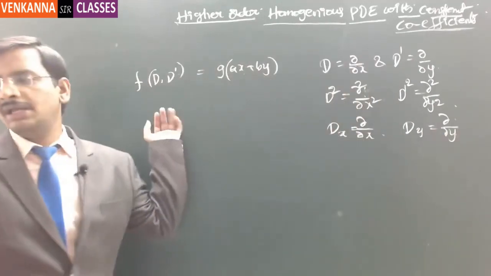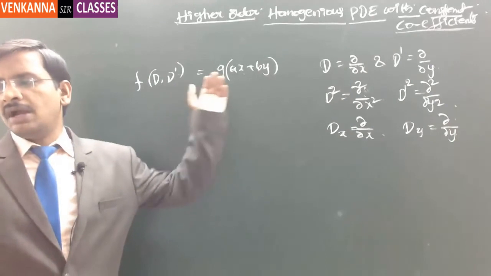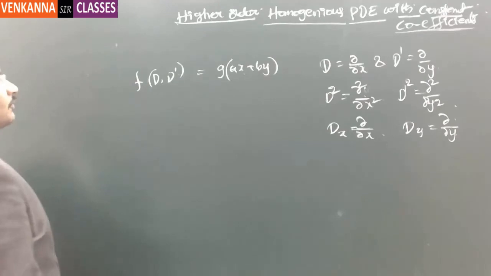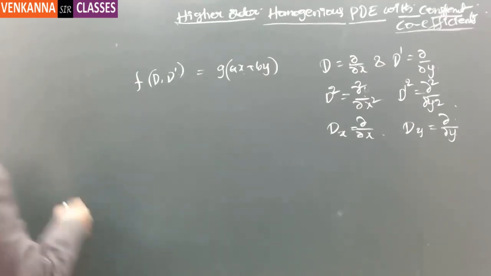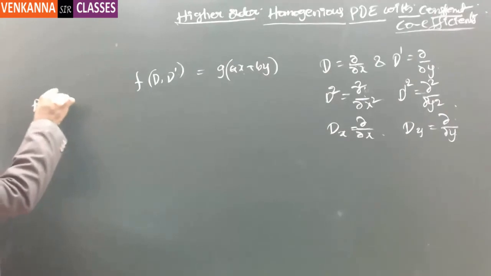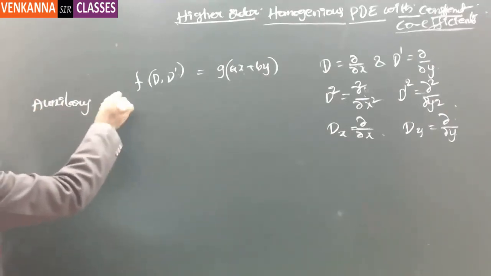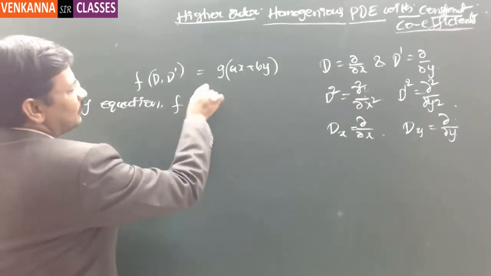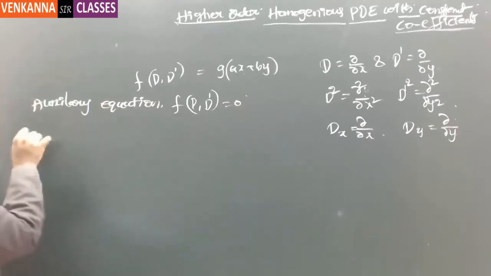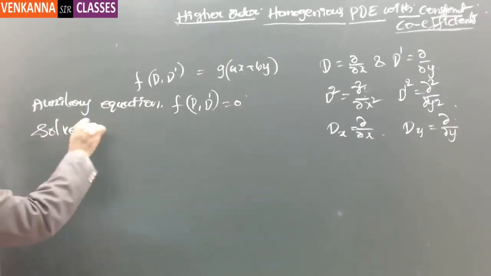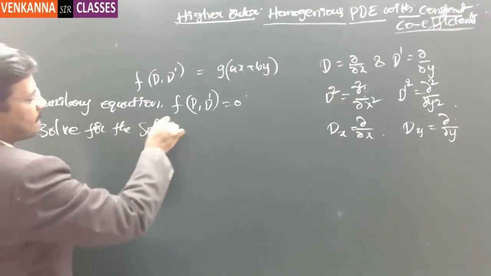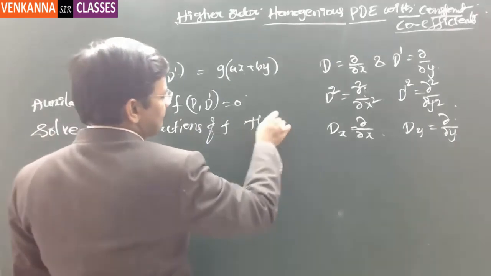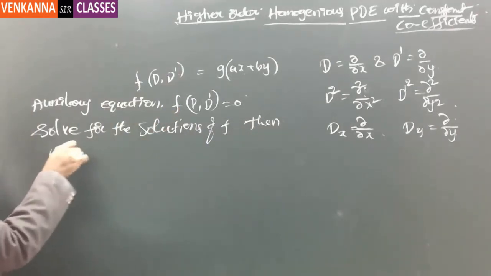So if this is any function of D comma D dash, and the right side function is of the form ax plus by, then you can find the complementary function. The auxiliary equation will be f of D comma D dash equal to 0. Then solve for the roots of f, then write the complementary function.